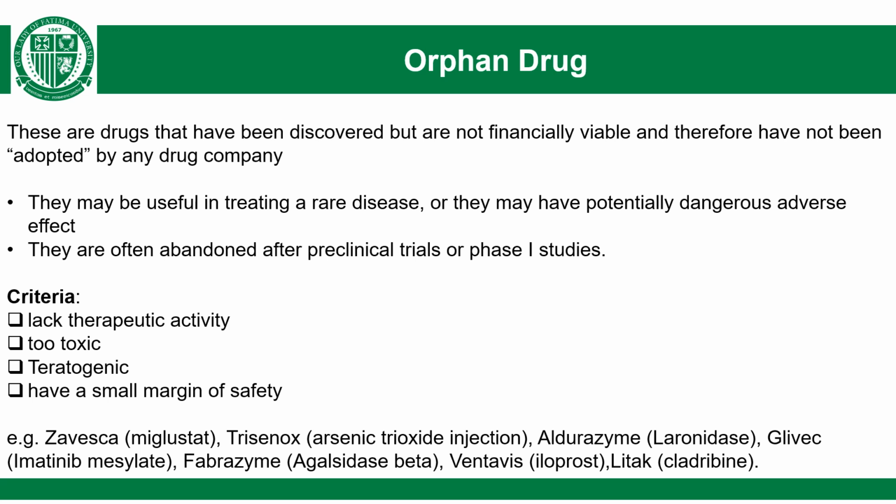For the orphan drug, these drugs have been discovered but are not financially viable. They are not to be adopted by any drug company. So these are prototypes of any forms of medication. The criteria for this one is they could lack therapeutic activity, could be too toxic, teratogenic, and have a small margin of safety. Always note that they could be abandoned on preclinical trials or the phase 1 of studies since they are prototypes of different medications.